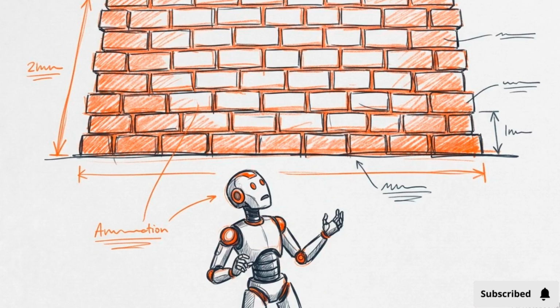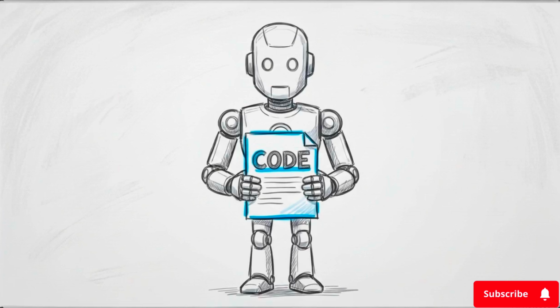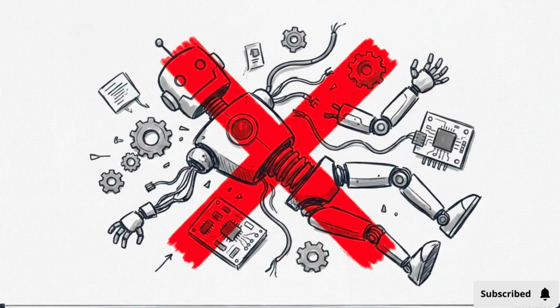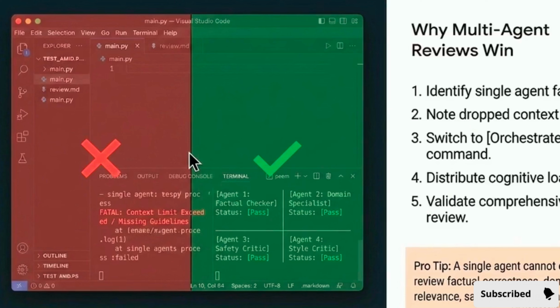Even a learning agent hits a wall. If one agent tries to write code, check the facts, ensure security, and review style, it quickly maxes out and crashes. To see why, look at this split execution. On the left, a single agent fails due to context limits. On the right, the exact same workload succeeds because it's distributed across a council of specialized agents.